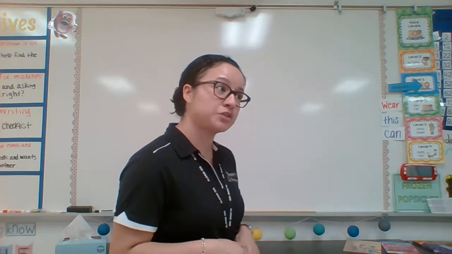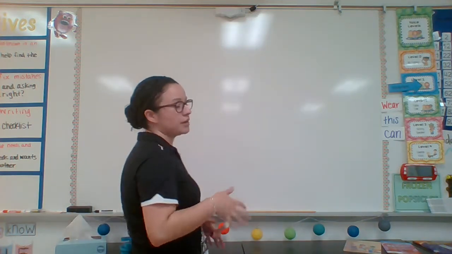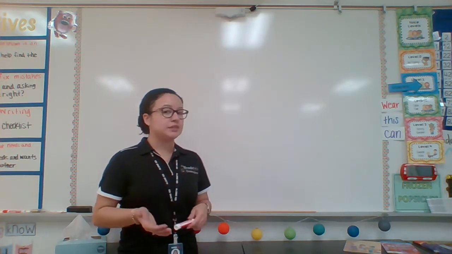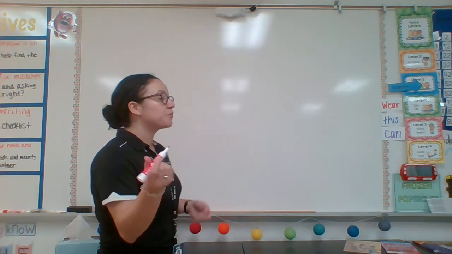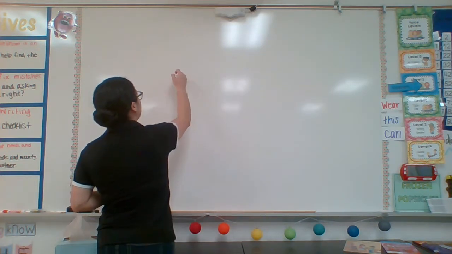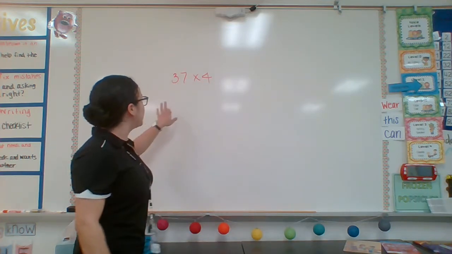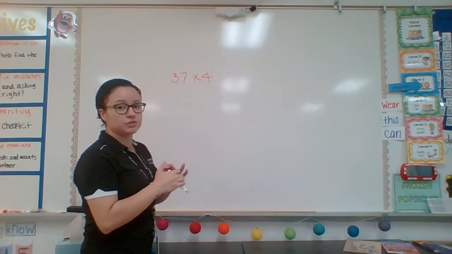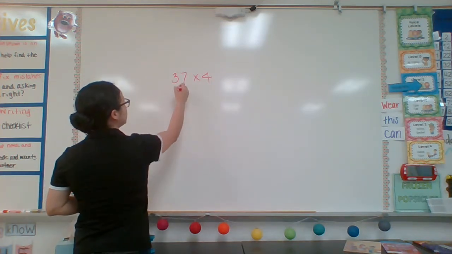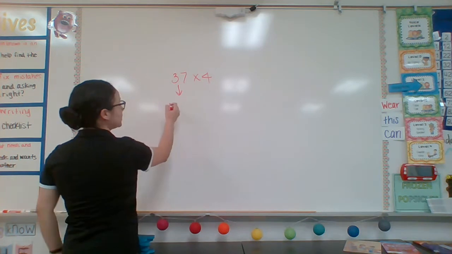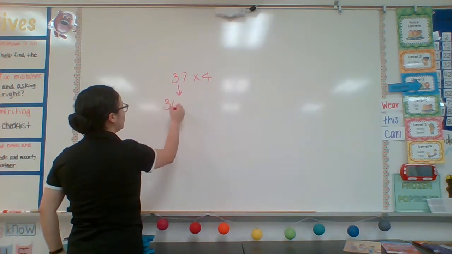So the multiplication box strategy is a strategy that our fourth grade teachers use with the students to help them multiply double digits more easily. So let's say our example would be 37 times 4. The first step that the students would do would be to take this number and write it in expanded form. So the expanded form of that would be 30 plus 7.